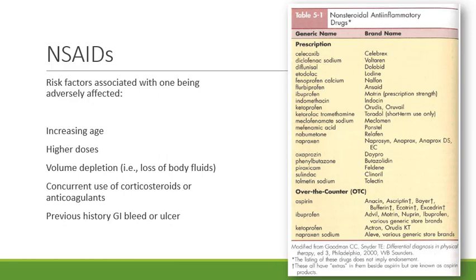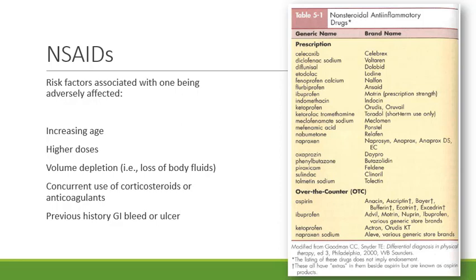So, risk factors associated with being adversely affected by an NSAID. Increasing age. Again, their body may not be metabolizing the drug as well. Being on a higher dose. Volume depletion, so a loss of bodily fluids and how that might impact electrolyte levels or other things associated with body fluids. Concurrent use of corticosteroids or anticoagulants. Anticoagulants are medications that help prevent blood clots. Corticosteroids also lower inflammation in the body. And previous history of GI bleed or ulcer.